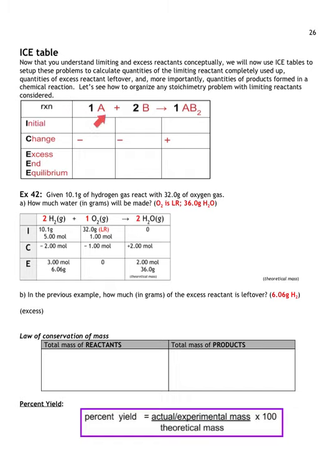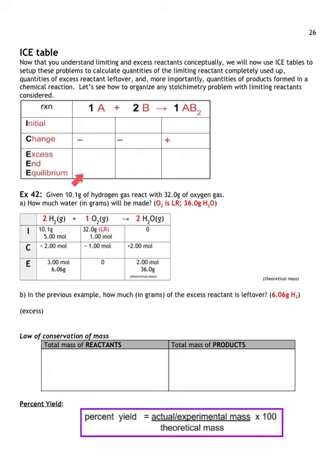And what it is, the word ICE, and it's a table. It looks like a data table like this, but the I stands for initial. So here are your initial amounts. Change is what's reacting, and that's why you see minuses here and plus. Usually your reactants are going to react, so you're going to lose some of your reactants to form your product, and that's why there's a plus here. Your E stands for the word excess, end, or equilibrium.